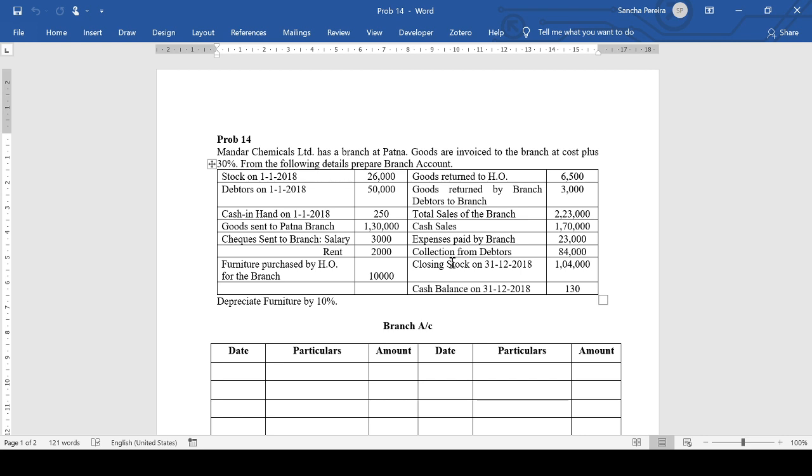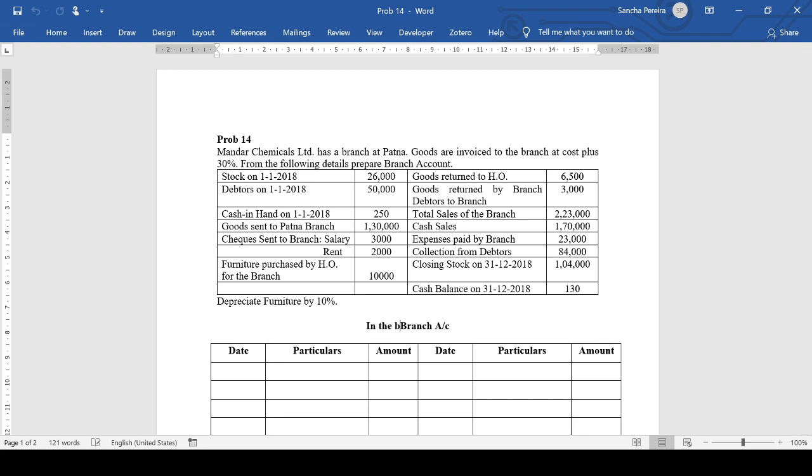Now, you may ask me, how do we know whether we have to prepare the cash account or not? Just to be on the safer side, even if you think that all the items are there and there's nothing to be found, just prepare the cash account. If all the items are there, the cash account will balance. But if all the items are not there, then you may have a balancing figure. Okay, so let's start solving.